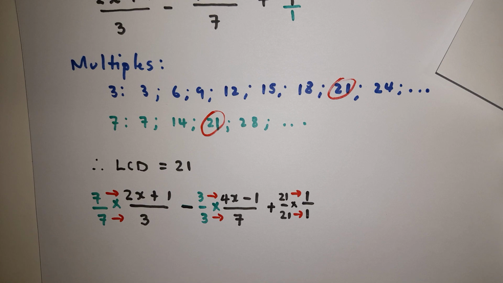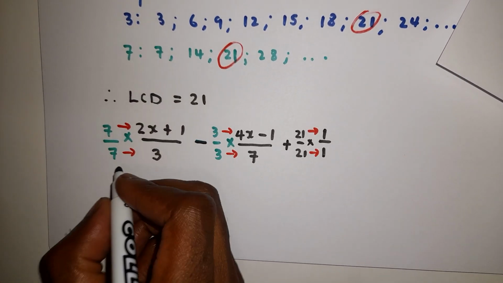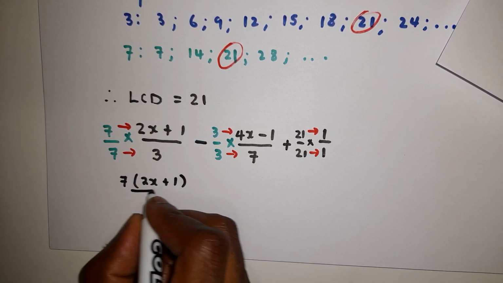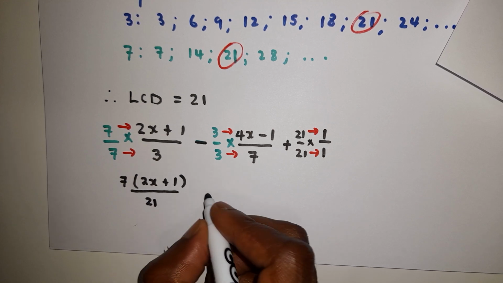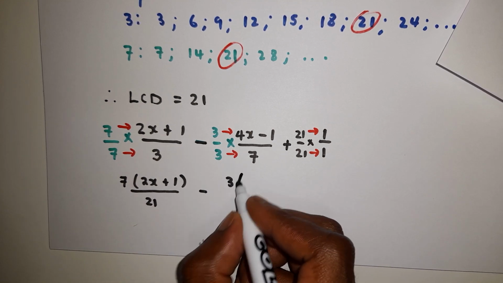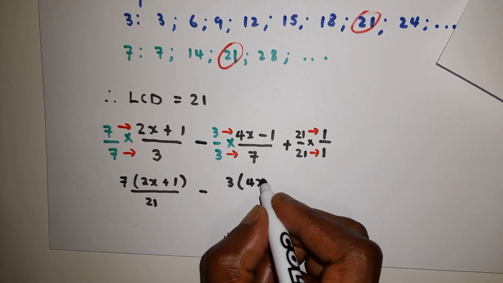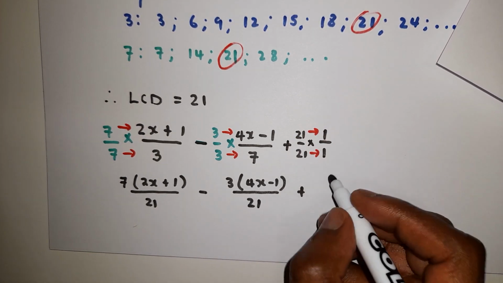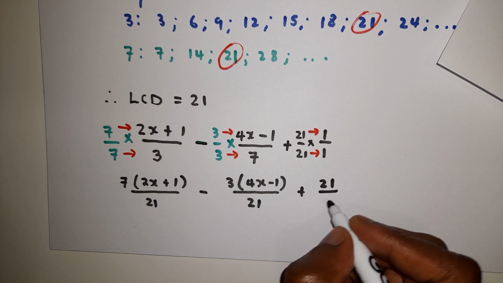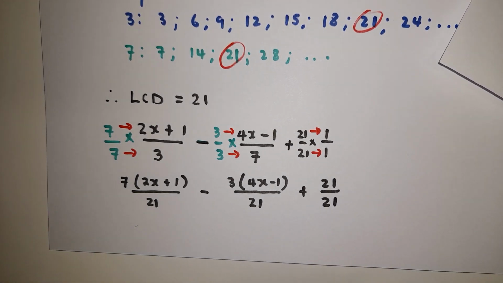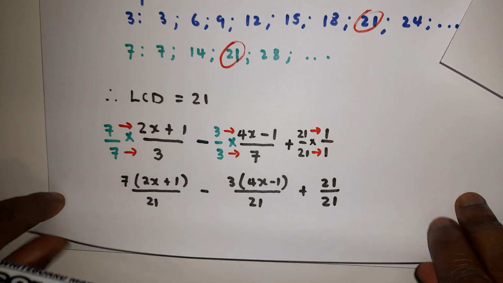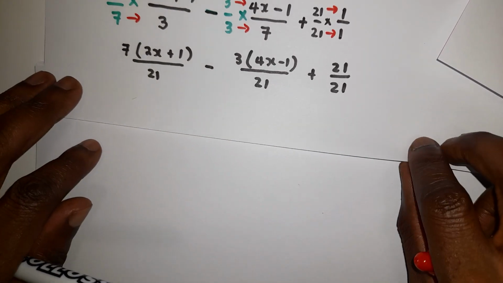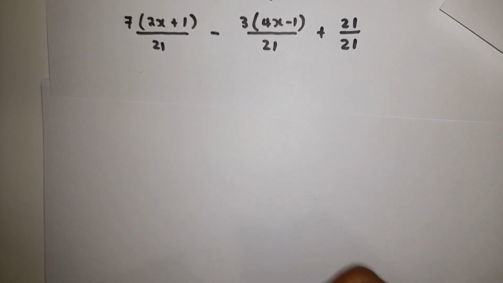So doing that, I'll have the following, grade 10s. 7 multiplied by (2x plus 1). Everything is divided by 7 times 3, which is 21, minus 3. This 3 is multiplied by this binomial, which is (4x minus 1) divided by 21, plus 21 times 1 divided by 21 times 1, which is 21. Right. Of course, there are brackets. I need to remove them by multiplication. Removing my brackets by multiplication, I'll have the following.